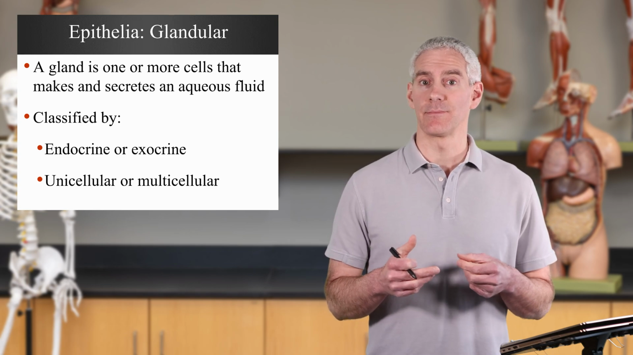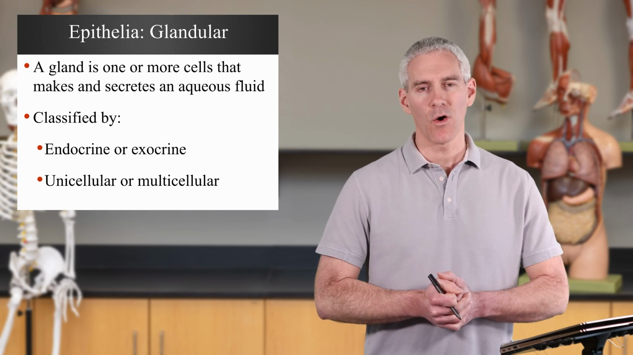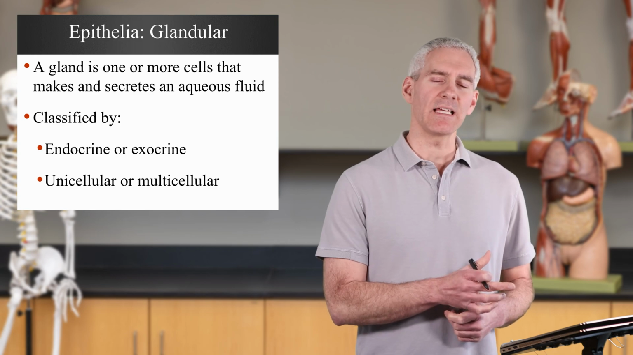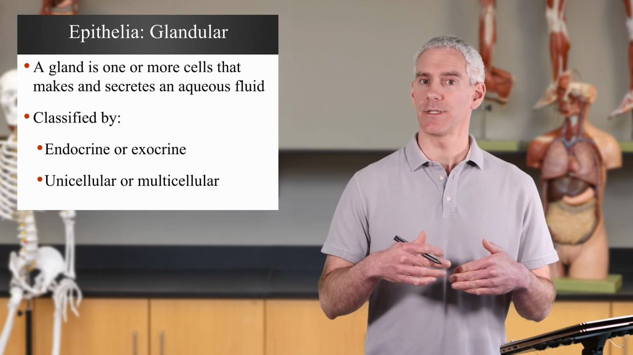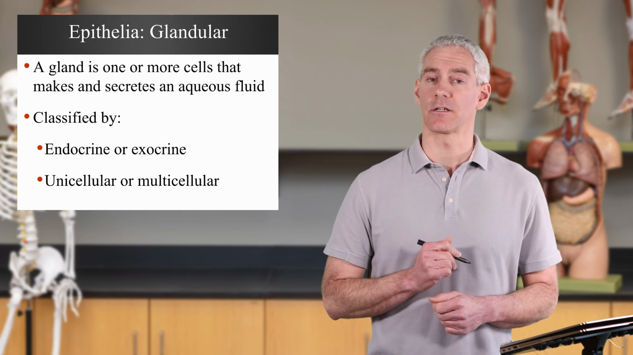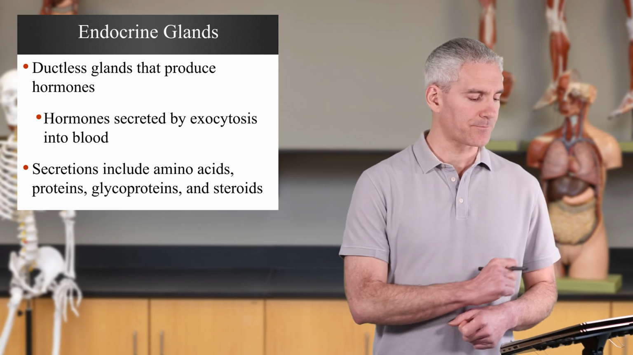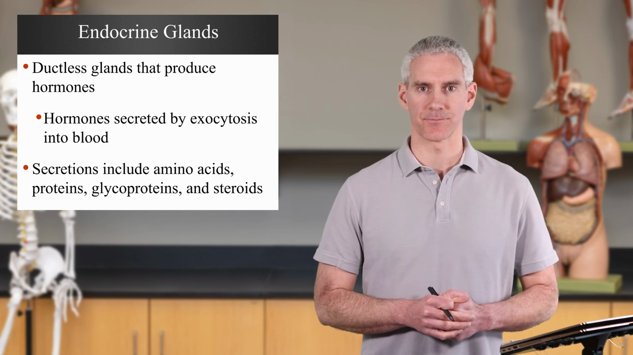So that can be as simple as mucin, as we already talked about from the goblet cells, or they can get more complex. We'll get to those later. But they're classified in a couple different ways. They're classified as either endocrine or exocrine, and as either unicellular or multicellular. So let's start off with the endocrine glands. We'll get to the exocrine in a second.